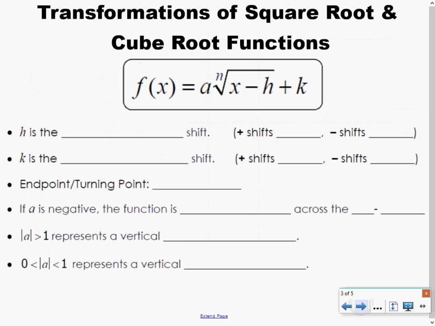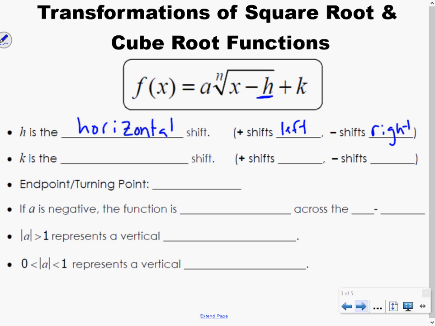So let's talk about transformations. This is pretty much the same form that we saw for absolute value and quadratic functions. The h that you see in here corresponds to left and right, horizontal translations. So h is your horizontal shift. Just as normal, if it's x plus some number, it's going to go left. If it's x minus some number, it's going to go right.